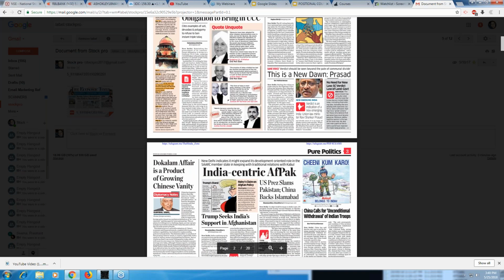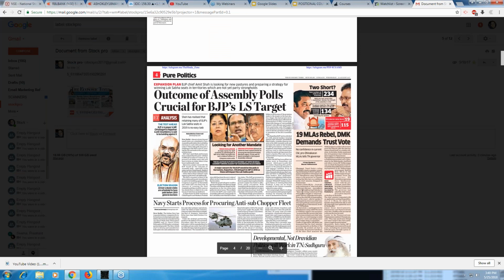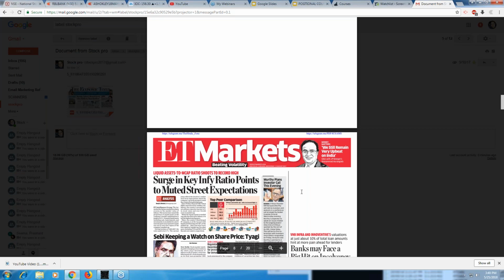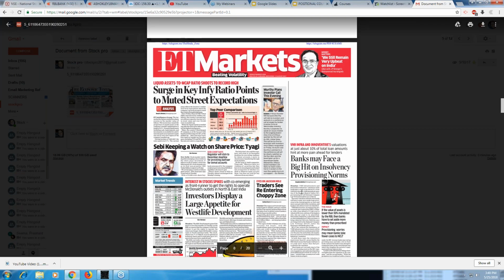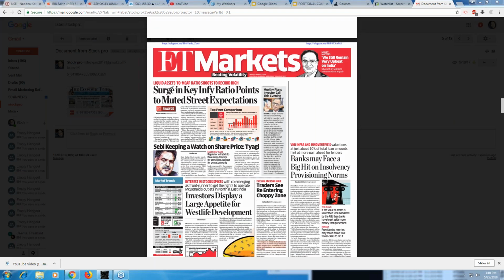But the pages that I usually read are from their ET Markets, right? These are the pages that I love reading. Whether I have done anything else or not, I definitely read these pages. Here, on the first page of ET Markets, you get the news about a company, like "Surge in Infy ratio points to muted street expectations," and then maybe something else over here, like "Investors display a large appetite for Westlife Development." So all this news you get on the first page.